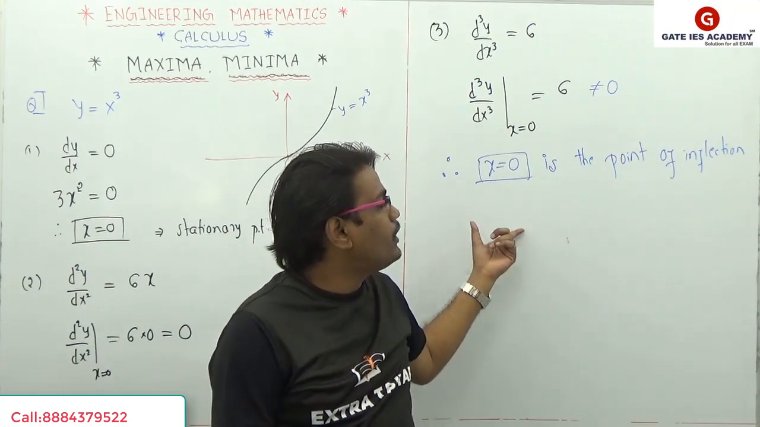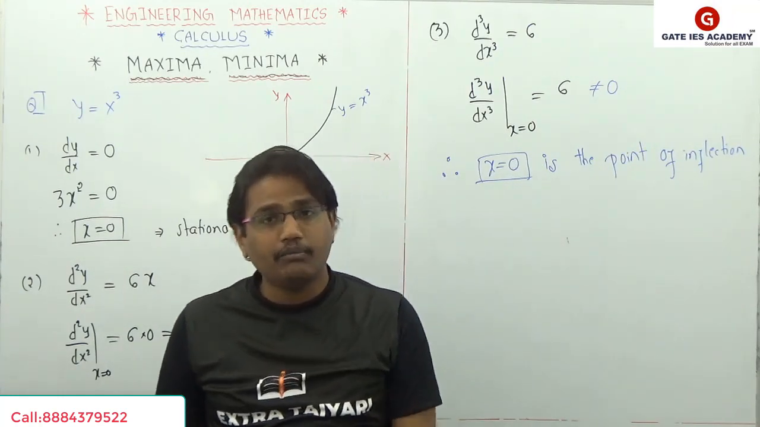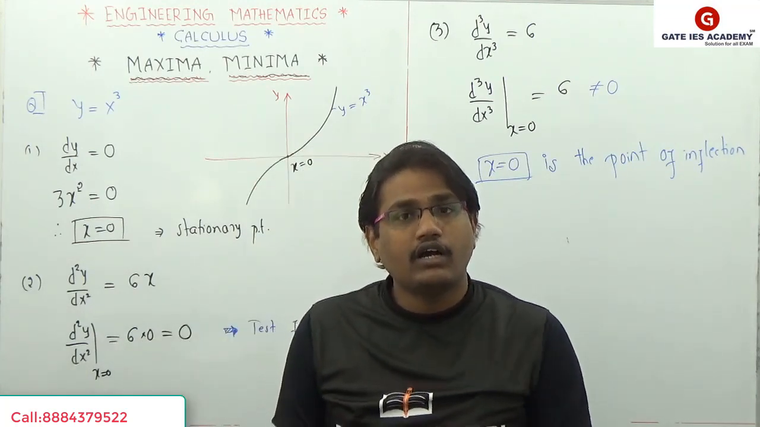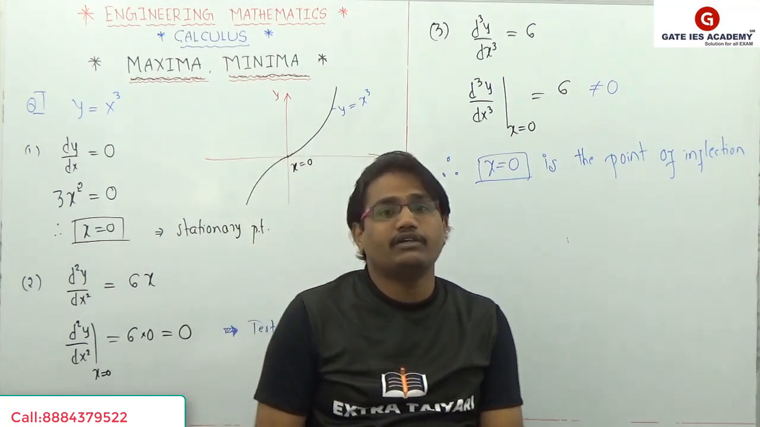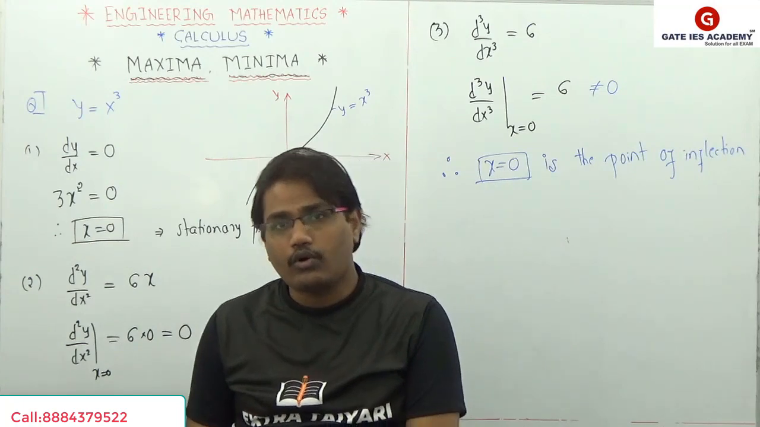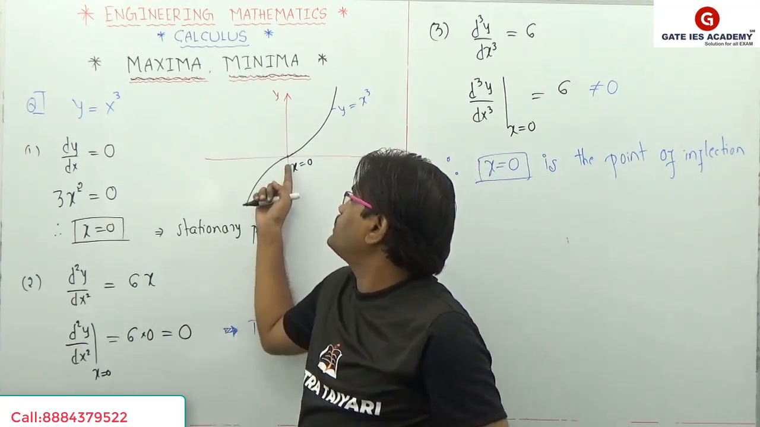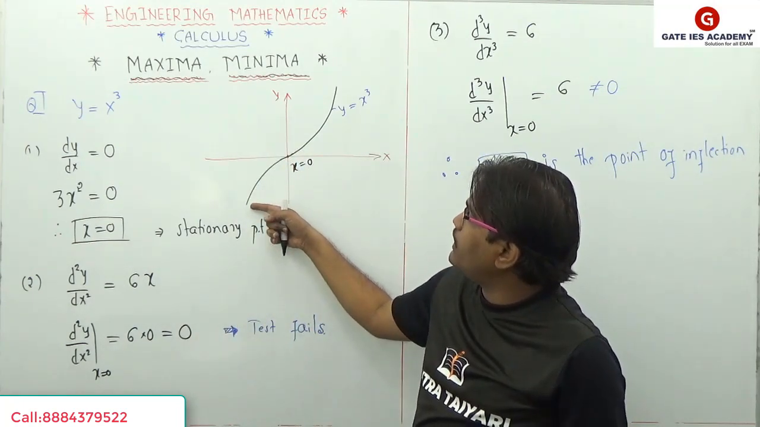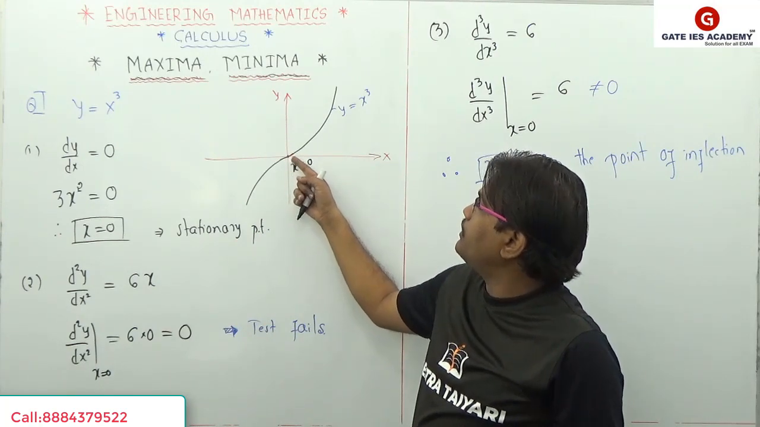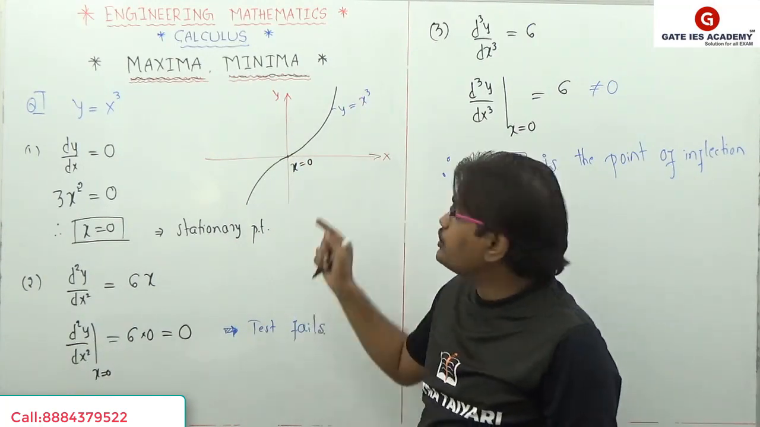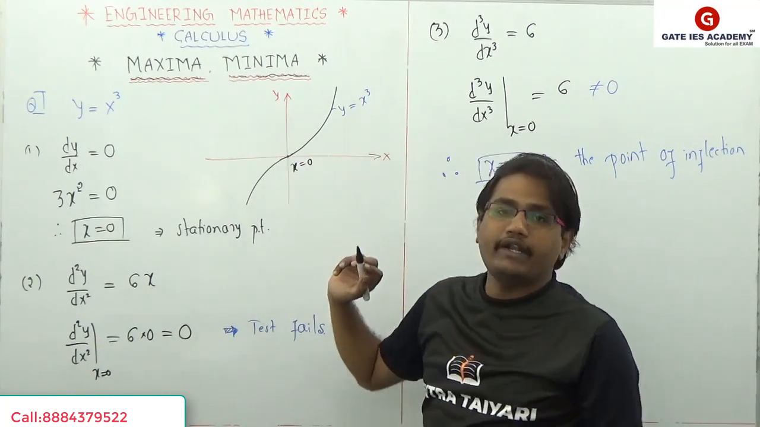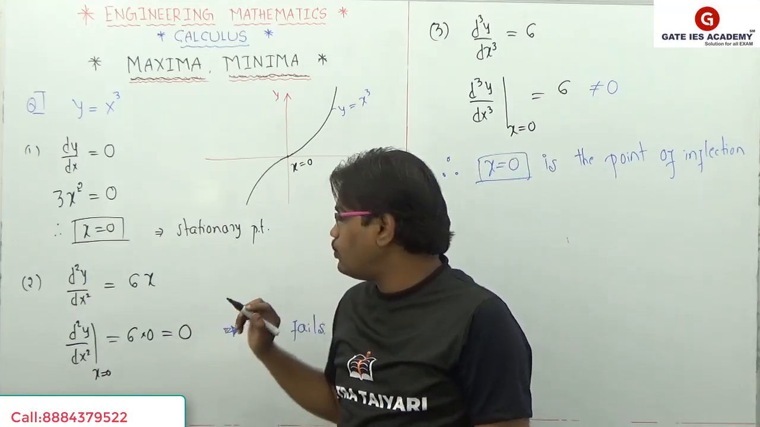What is the meaning? Point of inflection is that point where the curve is changing its shape from convex to concave. So here at x equal to 0, we can observe the convex shape is changing to concave shape, right? So this is the point of inflection. So this is how to find it.